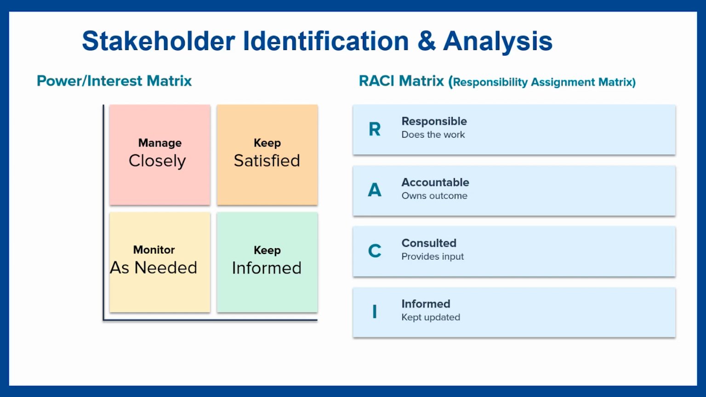The next tool is the RACI matrix. This is a responsibility assignment matrix. It clarifies roles and responsibilities. And RACI is an acronym. R for responsible, does the work. A, accountable, owns the decision and final approval. C, consulted, provides input. And I, informed, needs updates, but not involved.